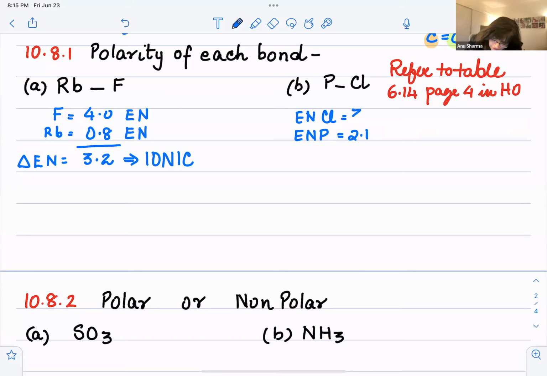The electronegativity value of chlorine is 3.0, so this becomes 0.9. That is the difference in electronegativity.